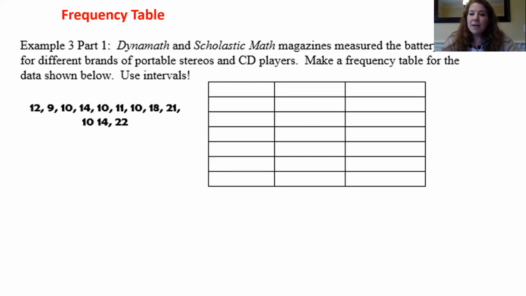All right, so another way of organizing data is you can put that data on a frequency table. And then we're going to take that frequency table and turn it into a histogram. All right, so we have a magazine that has measured the battery life of different brands of portable stereos and CD players.